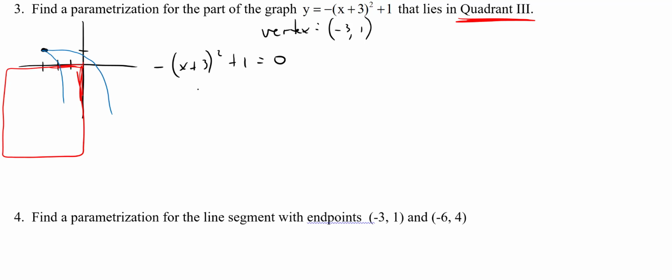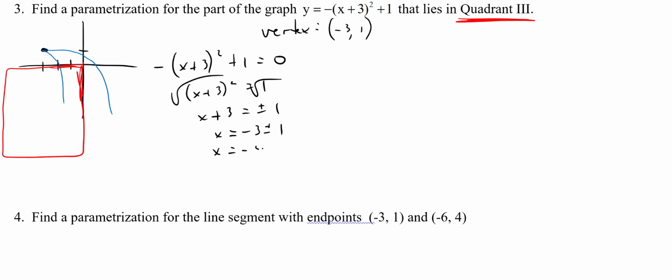So if I solve that, I subtract 1 and then divide by negative 1. So I wind up getting (x plus 3) squared equals 1. Take the square root. I get x plus 3 equals plus or minus 1, and subtract 3. So x equals negative 3 plus or minus 1. So I get two values: negative 3 minus 1 is negative 4, and negative 3 plus 1 is negative 2. So that's where it's crossing.